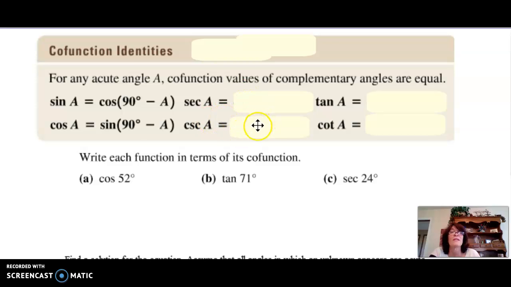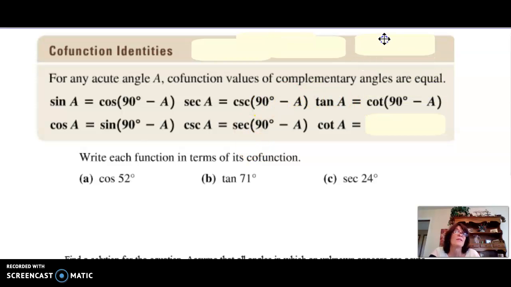One that we didn't notice were secant and cosecant, but doesn't that make sense? Since secant and cosecant are reciprocals of sine and cosine, secant and cosecant are cofunctions as well. And then we didn't really see this on the other side, but tangent and cotangent are also cofunctions.